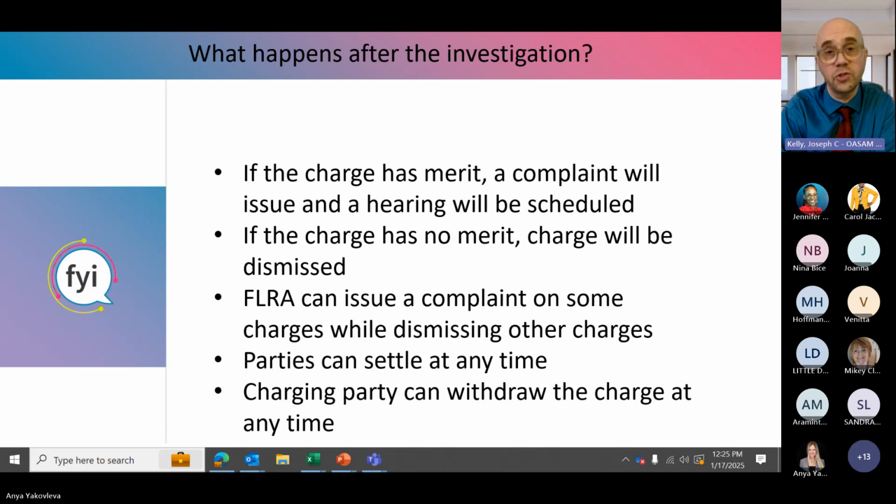If there are multiple charges between two parties, the FLRA can issue a complaint on some charges while dismissing others. It just depends on what the evidence dictates.